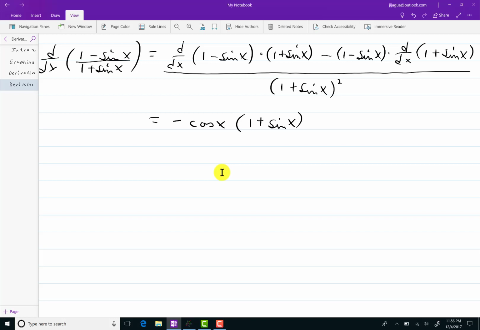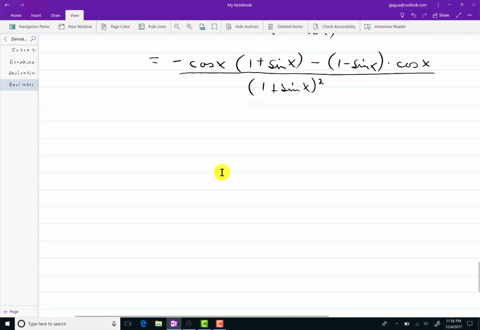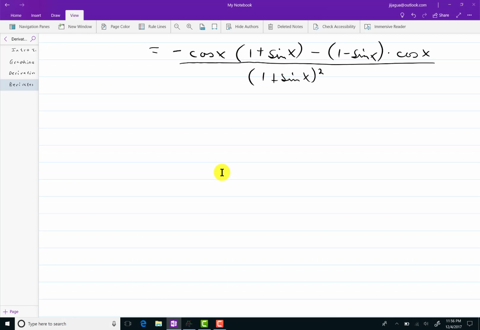Then I have minus 1 minus sine of x times cosine of x. And all of that is over 1 plus sine of x squared. As I've mentioned several times, this is enough for an answer if you ask me. If you put that on a test, you'll get full credit. I can tell what you did. All your steps are shown.